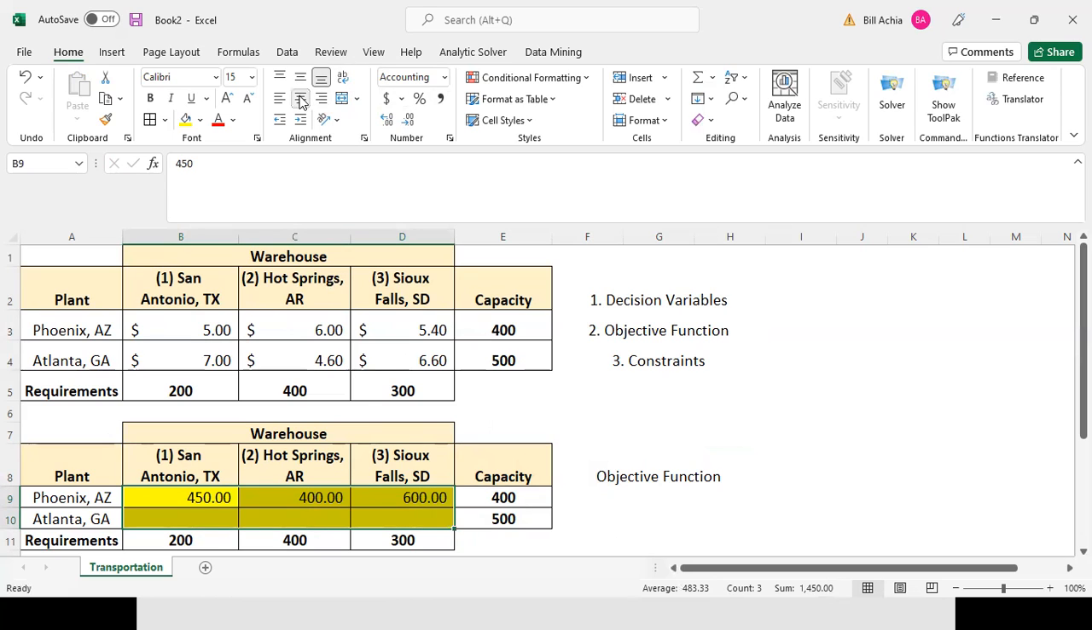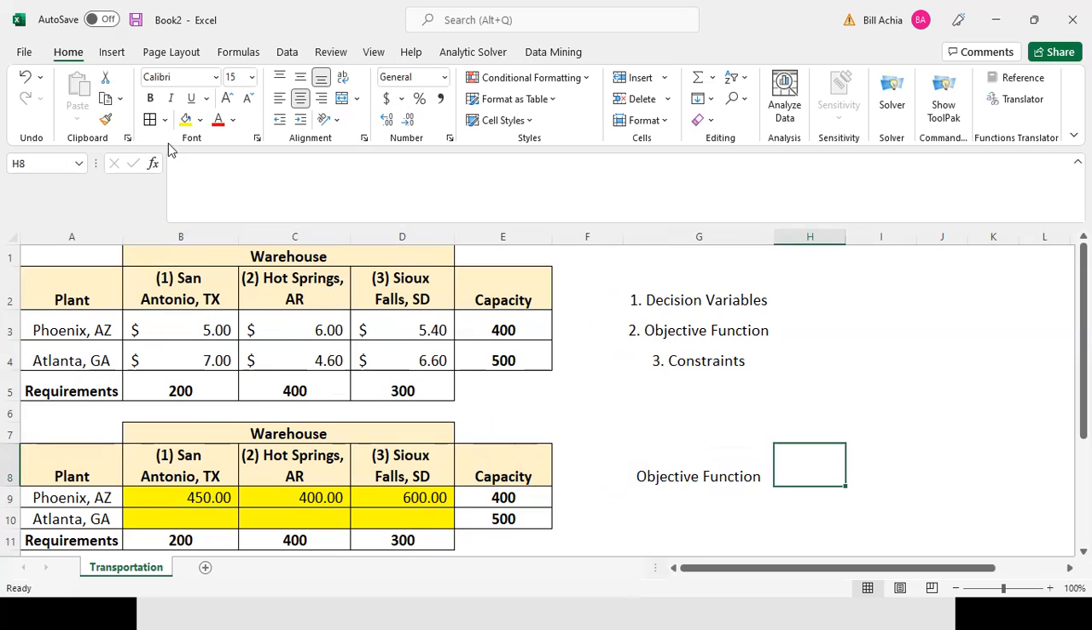Okay, so I'm going to multiply, sorry, these are not costs, these are tonnage. Okay, so I'm going to multiply the cost to move product from Phoenix to San Antonio by the weight that we move between Phoenix and San Antonio. And I want to do that in this cell right here. So let me highlight that here.